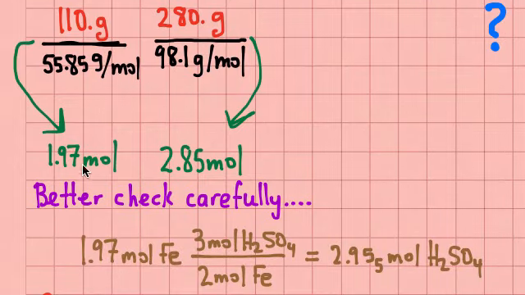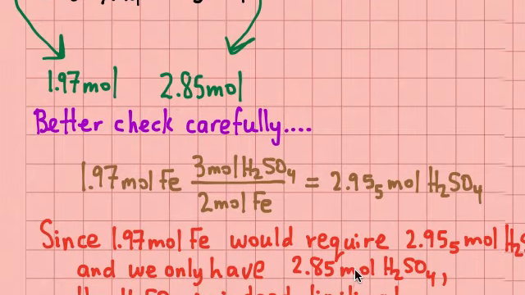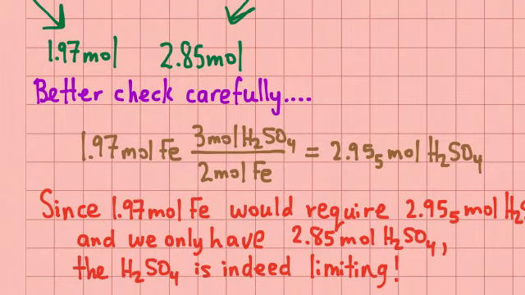You can go with the iron, you can go with the sulfuric acid, doesn't matter. If the 2.85, I just flip this upside down. But with the iron, 1.97 moles of iron, 2 moles of iron react with 3 moles of sulfuric acid, and 1.97 times 3 divided by 2 is 2.955 moles of sulfuric acid. Do I have 2.955 moles of sulfuric acid? No, I don't. So with this much iron, I wish I had this much sulfuric acid. I don't. Therefore, the sulfuric acid is limiting.